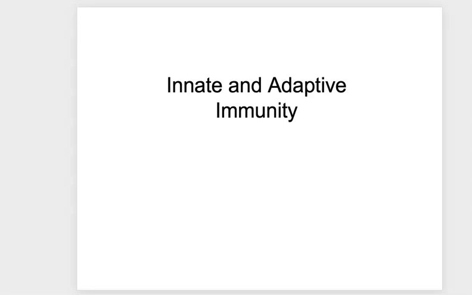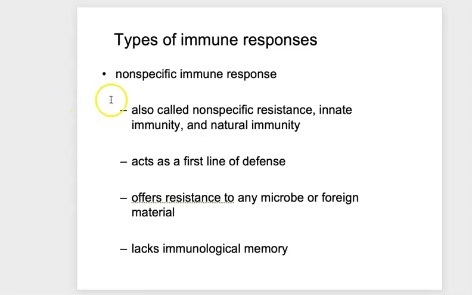This lecture covers innate and adaptive immunity. There are two main types of immune responses: a non-specific immune response, also called innate immunity or natural immunity, which acts as a first line of defense and offers resistance to any kind of microbe or foreign material, so it's not specific. And one key feature of innate or non-specific immunity is it lacks immunological memory.